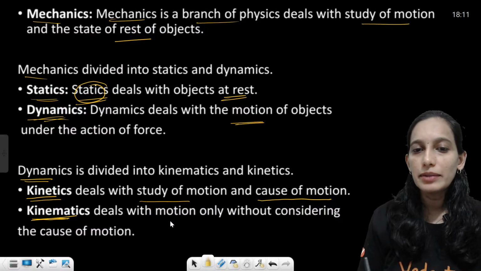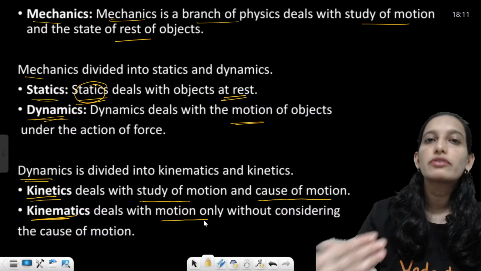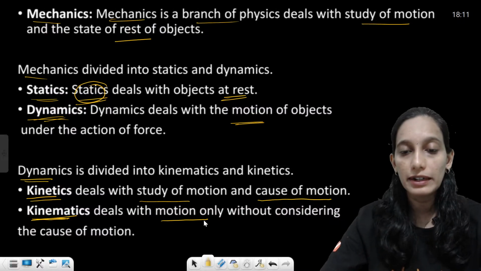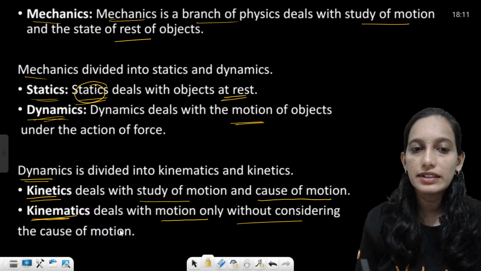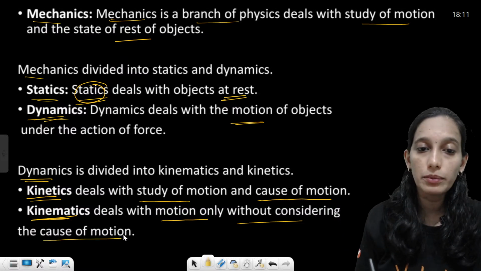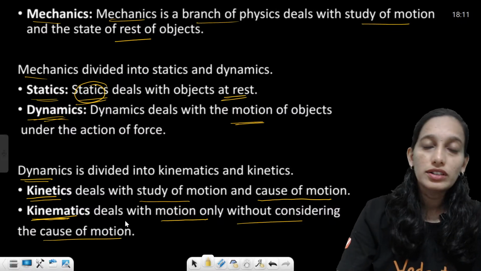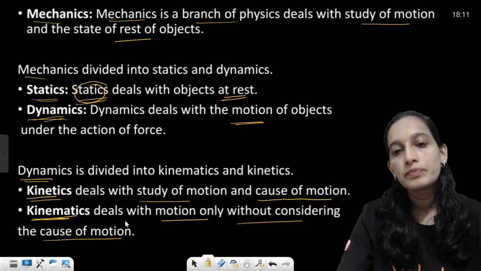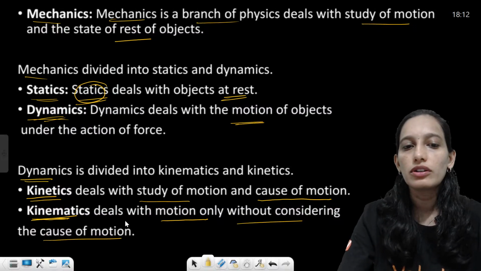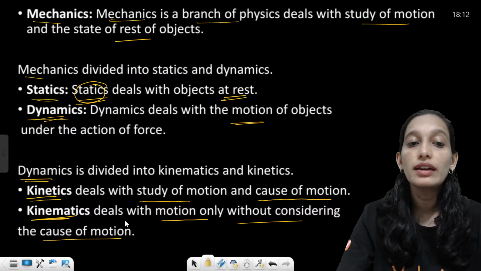So here kinematics means we just deal with the motion, okay, or we'll try to describe the motion of a particle without considering the cause of the motion. Okay, here we don't talk about what is the nature of the force which is causing the motion, or how the force is changing. So all those things we don't bother. So what is the cause for motion, we are not going to study in kinematics.